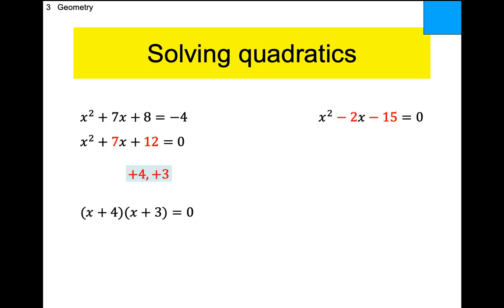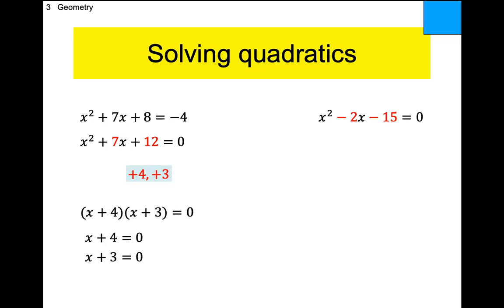Either the first thing, x plus 4, equals 0, well, then 0 times, I don't care what that is, 0 times this would be 0. Or this is 0, x plus 3 is 0. Or maybe they're both 0. So that's what we do. We take both of these separately, we set them equal to 0 and solve.